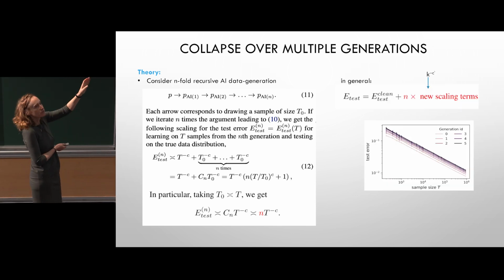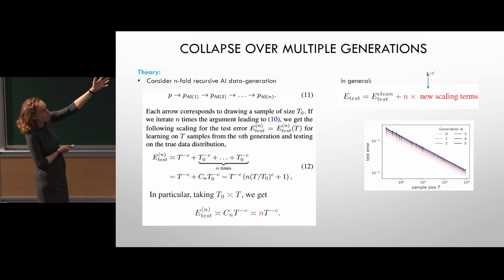So in general, we proved this in many, many settings. When you do this repetitive retraining, you'll get the normal test error and then n times something new.